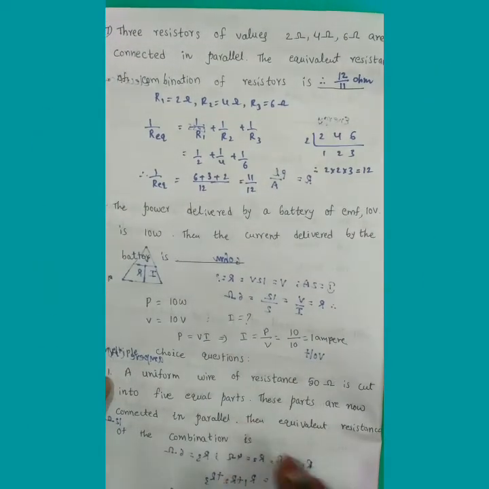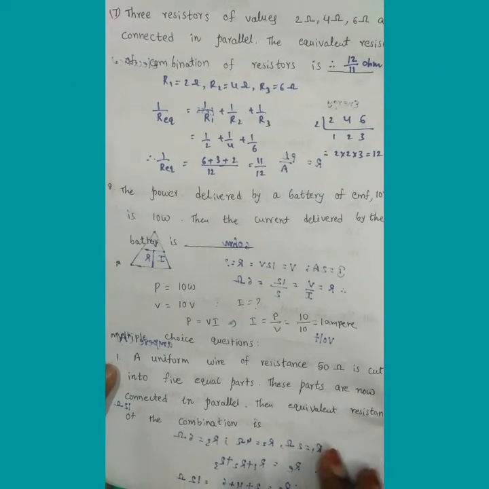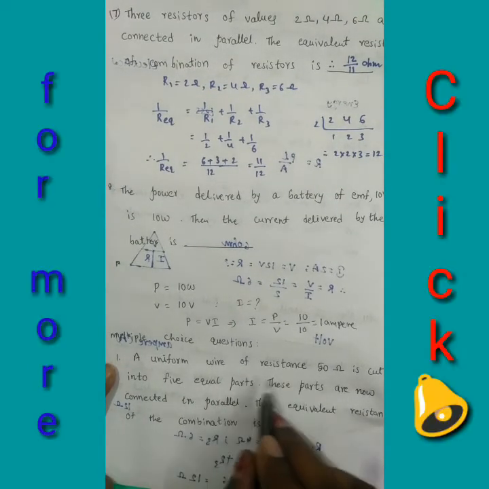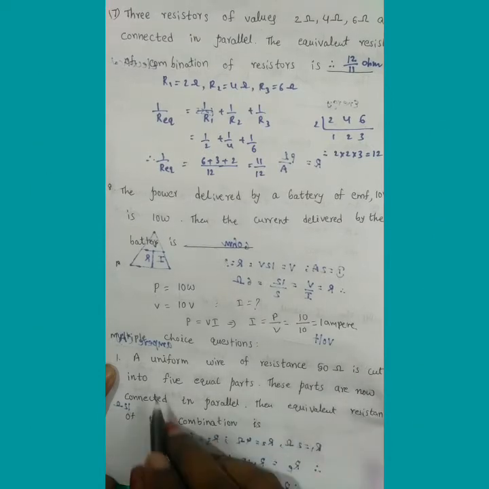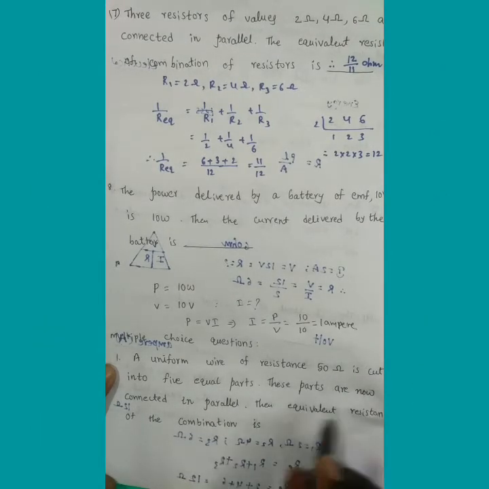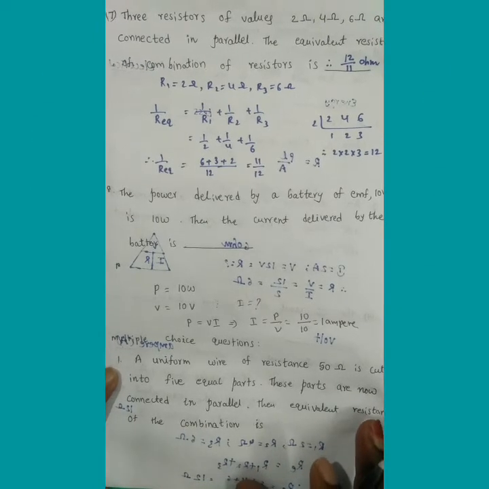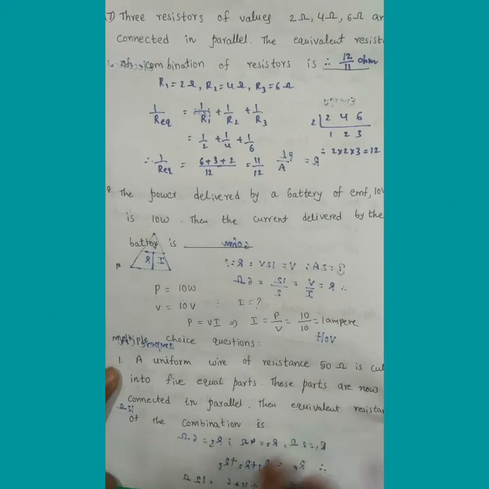These are the bits, and there are also multiple choice questions, which I would like to explain. A uniform wire of resistance 50 is cut into 5 equal parts. These parts are now connected in parallel. That means each part is equal to 10 ohms.